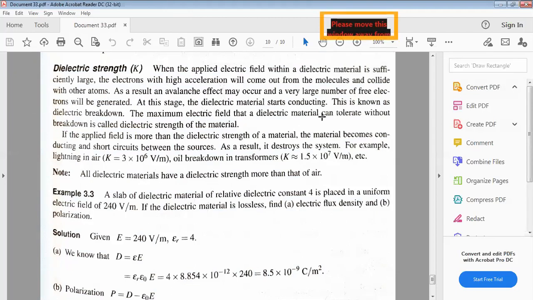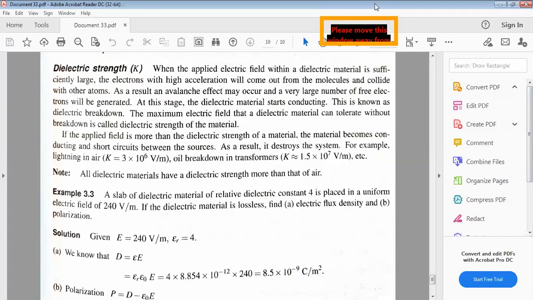At this stage, the dielectric material starts conducting. Even insulating materials are conducting if more electrons are available in the conduction band because of this avalanche effect, but it may require very high potentials. That is the important point here. This is known as dielectric breakdown. Whenever the number of electrons becomes more and more at a particular voltage, that material gets broken down.